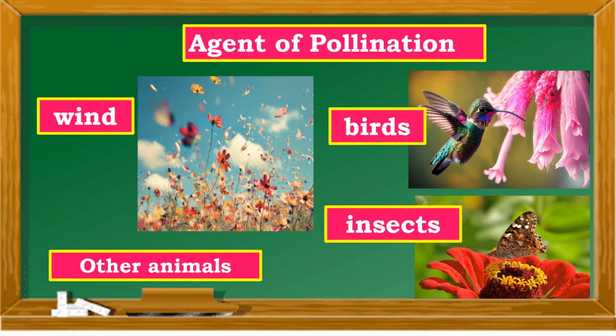The agents of pollination are natural forces or living organisms that help transfer pollen from one flower to another, enabling plants to reproduce. These agents include wind, birds, insects, and other animals. Each agent plays a unique role in the ecosystem, helping to fertilize plants and ensure the production of fruits and seeds.